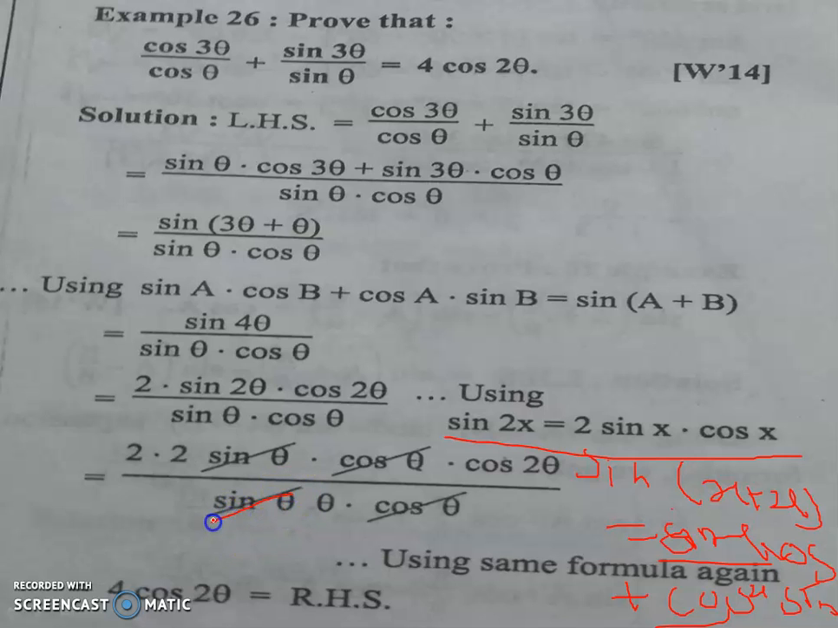Sin theta, 1 sin theta gets cancelled. 1 cos theta gets cancelled. So 2 2s are 4. 4 into cos 2 theta, it is the final answer. So you must prove this example practically, which we have to prove.